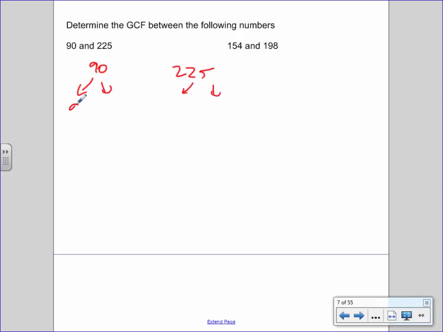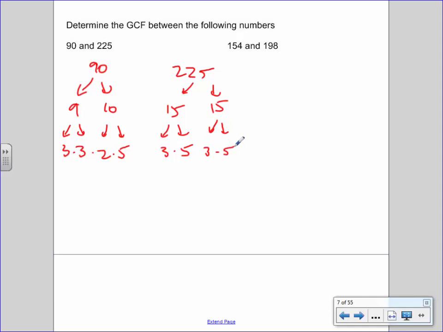So 90 could be, say, 9 by 10. Then this would be 3 by 3. And 2 and 5. Oh, wait, 225. I believe 225 is 15 times 15. Which then would give you a 3 and a 5. And another 3 and a 5. Okay with that?